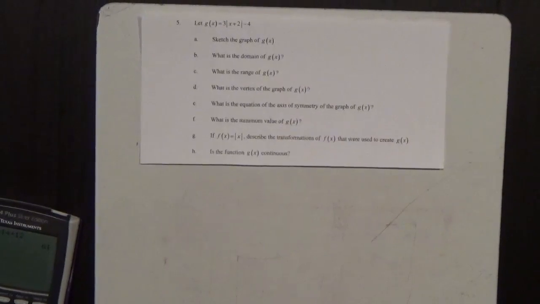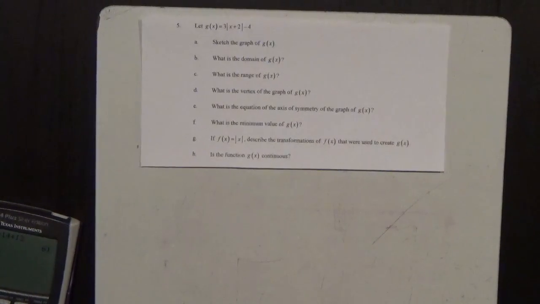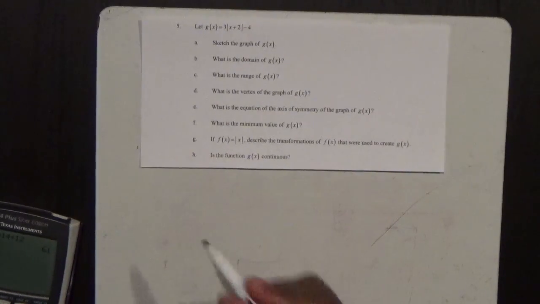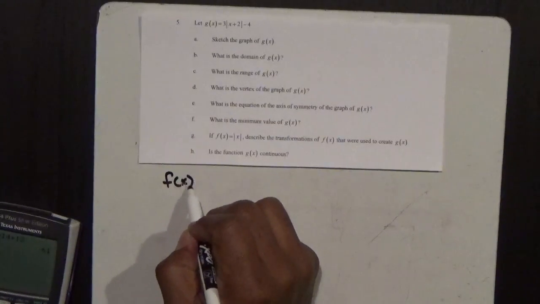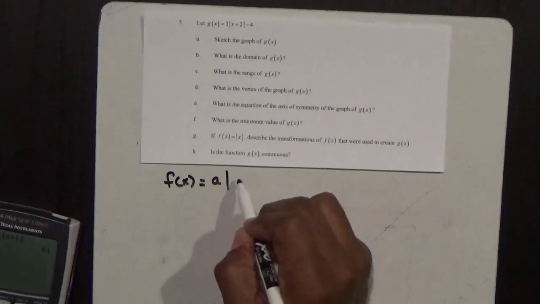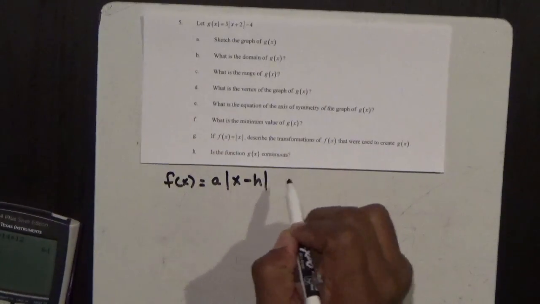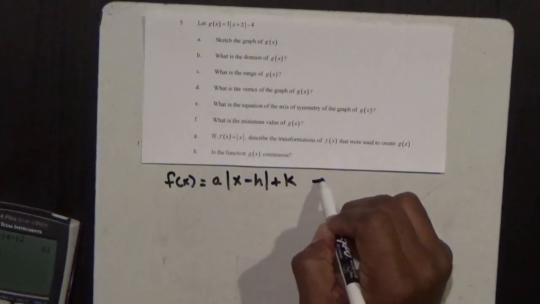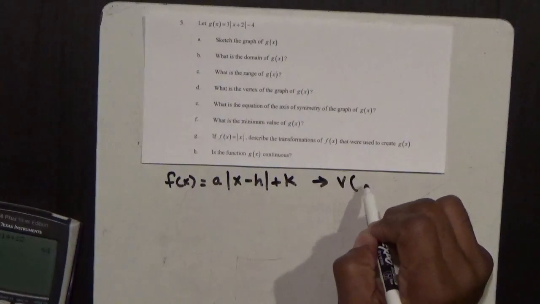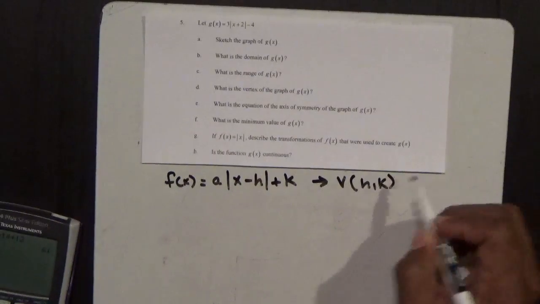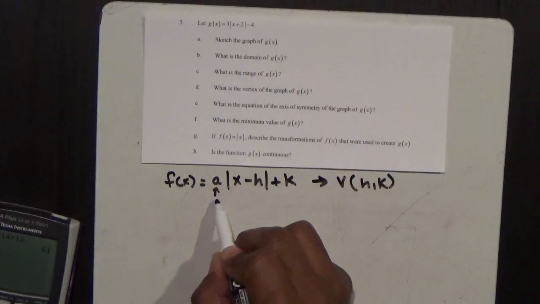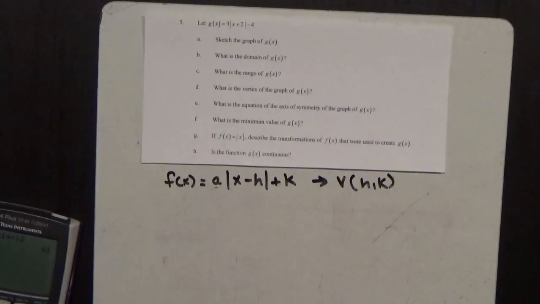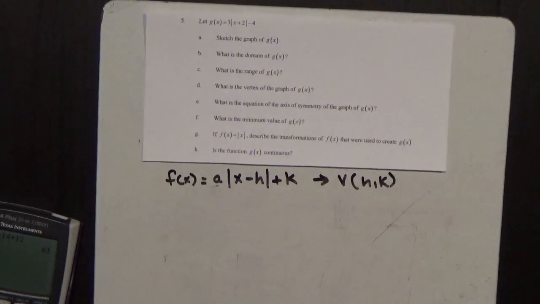Number 5, if you remember in class, the absolute value functions were the ones where I was doing a little cheerleading thing. And we need to remember the standard form for an absolute value function is a times the absolute value of x minus h plus k, where the vertex would be h comma k. And we use a as our movement. We go up and out or down and out. And so if we recall that, we should be able to do this problem pretty quickly.